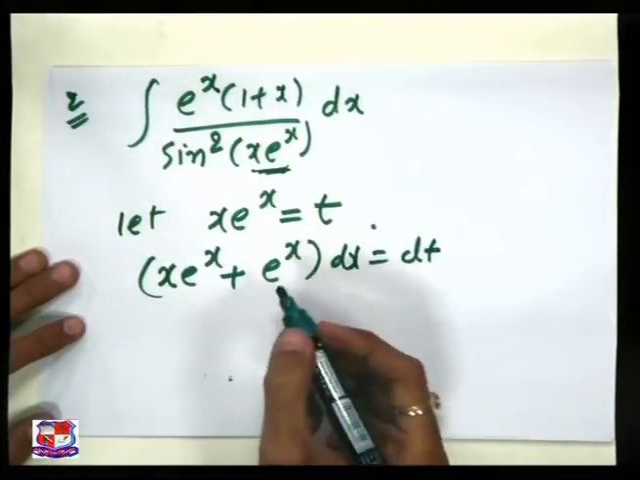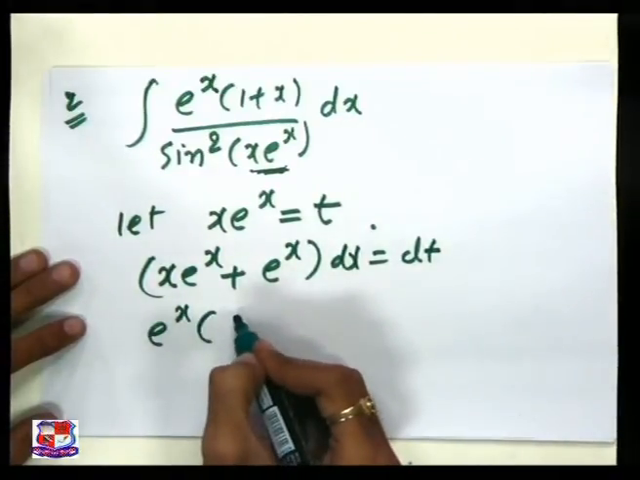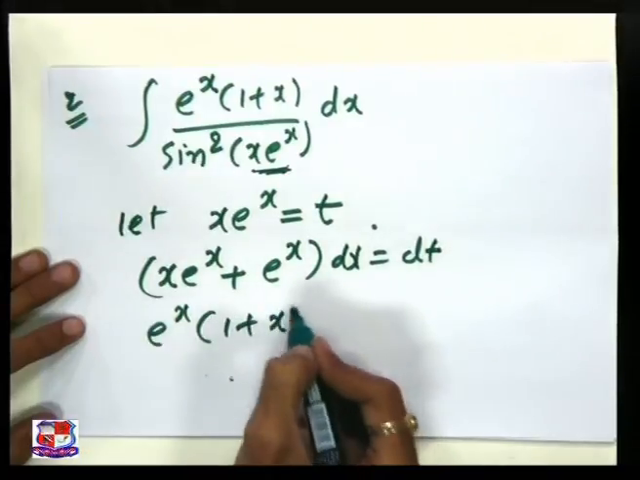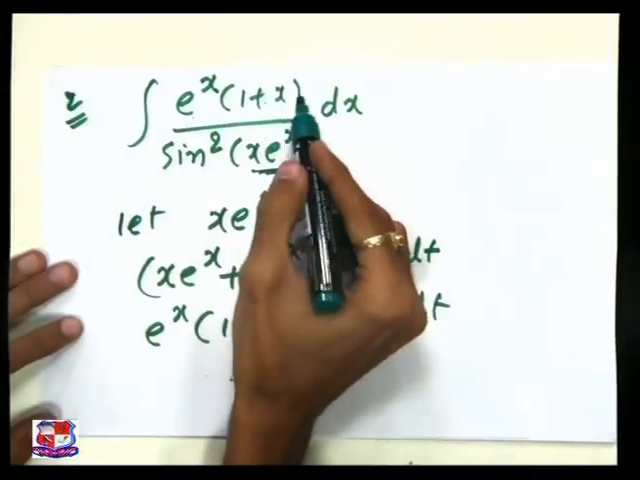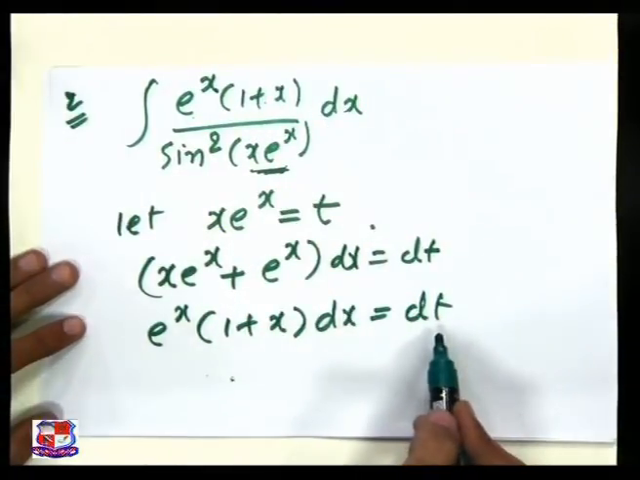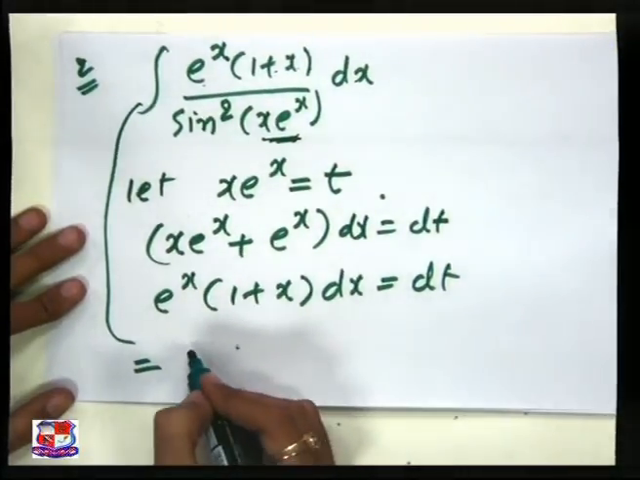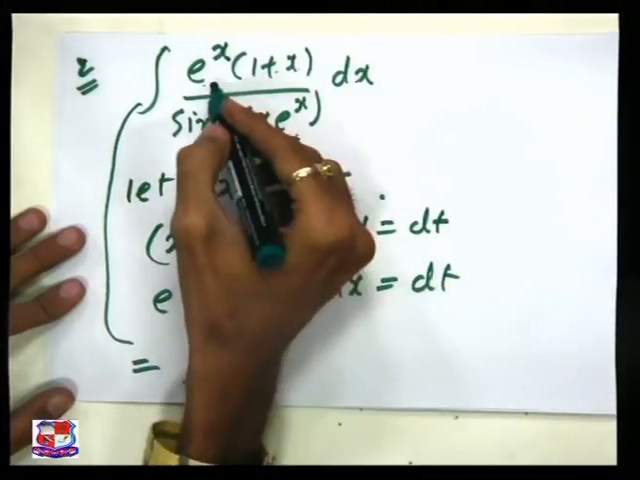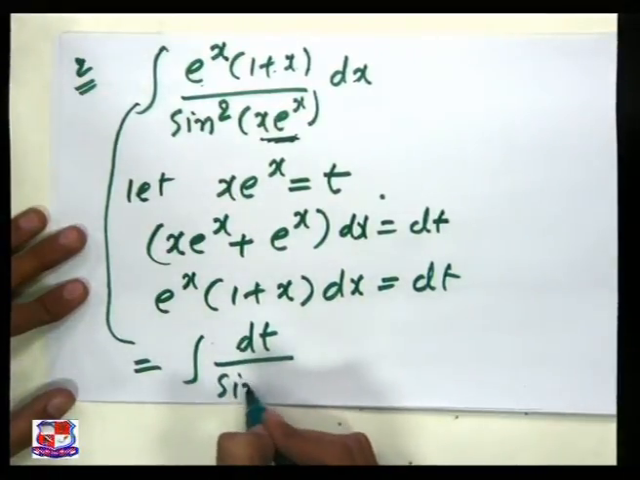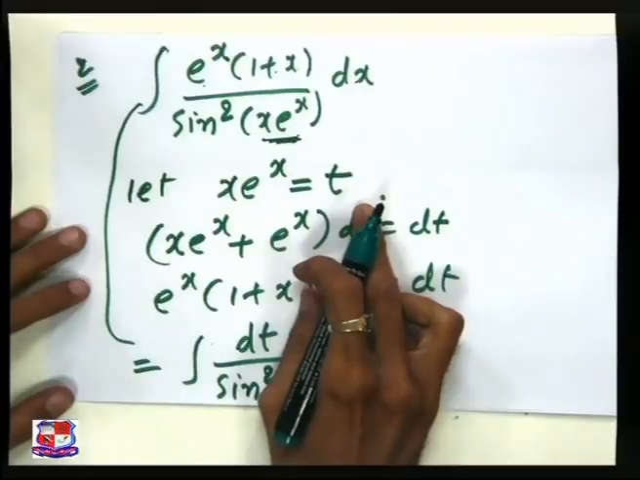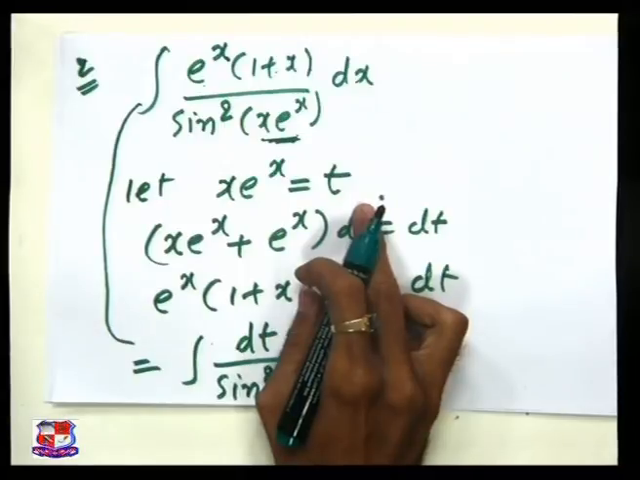So this one into dx is equal to dt. If we take e raised to x common, we get e raised to x into (1 plus x), or (x plus 1), into dx is equal to dt. So now e raised to x into (1 plus x) into dx is dt, and the integral becomes dt upon sine square t, right?